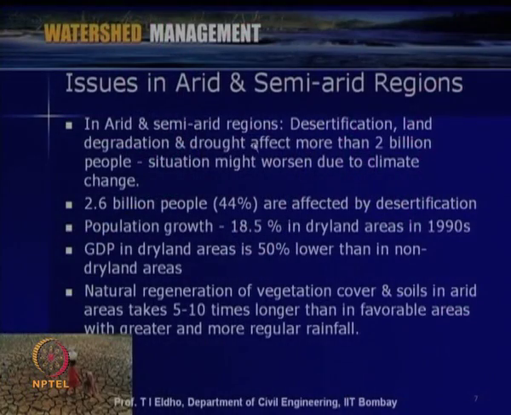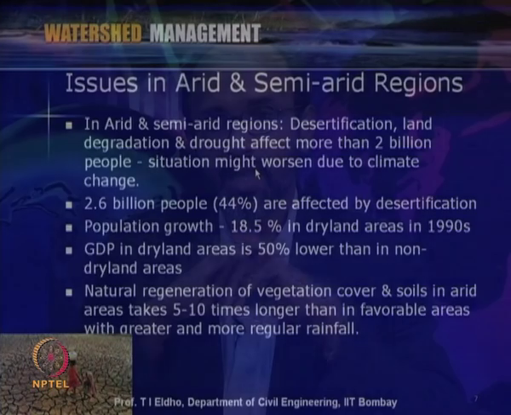Now let us see what the main issues are as far as watershed management is concerned. What are the main issues in arid and semi-arid regions? Some of the major issues include desertification and land degradation. Drought affects more than about 2 billion people throughout the world, and the situation might worsen due to climate change. Recently we are discussing climate change.